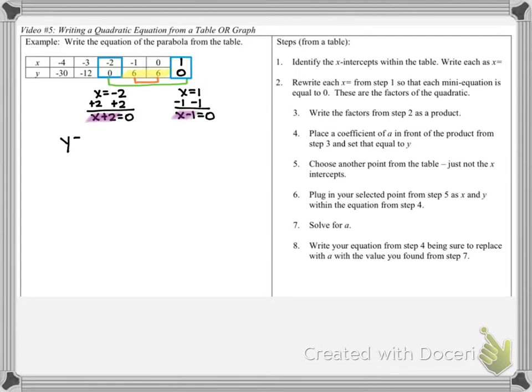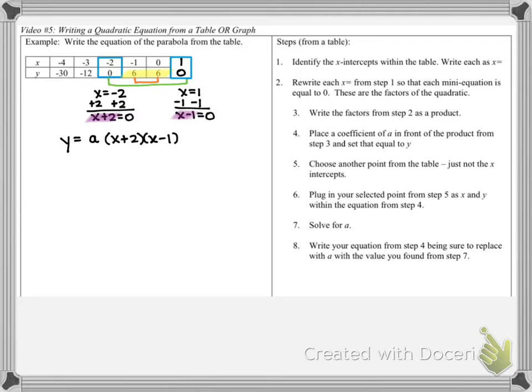So we start building our equation. I know I'm going to have an x plus 2 and an x minus 1. What I don't know is what the a value is for this. So I'm going to put an a in. It's going to be something that I have to calculate myself. So back to the table.